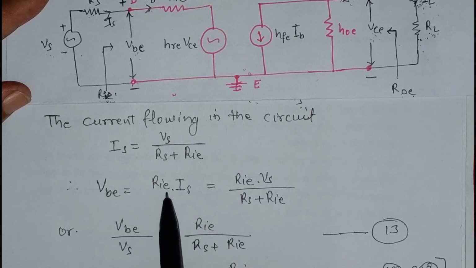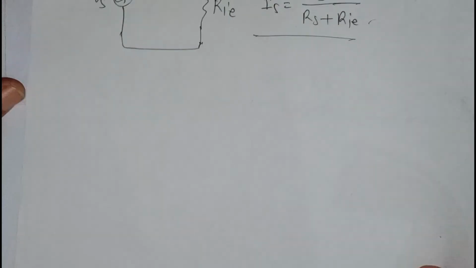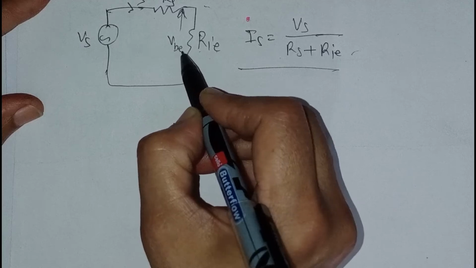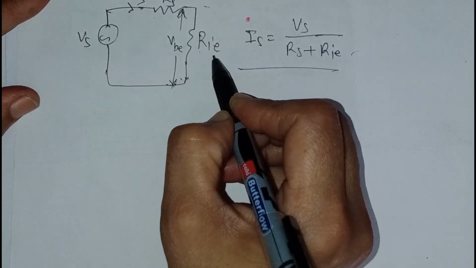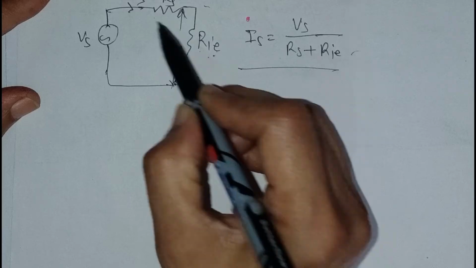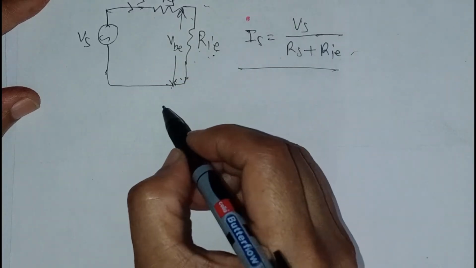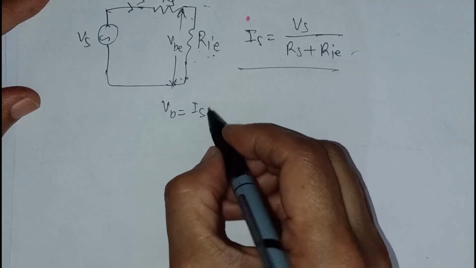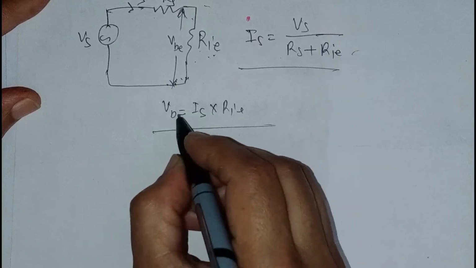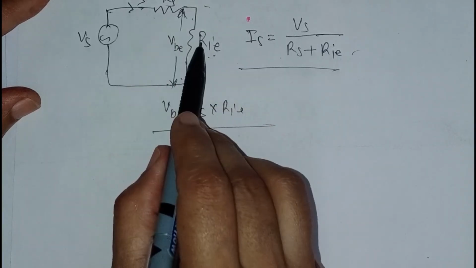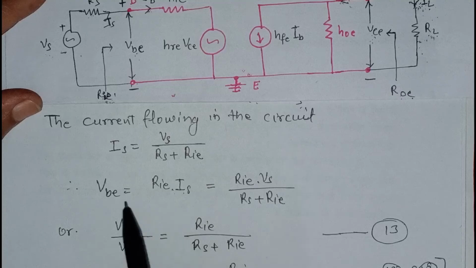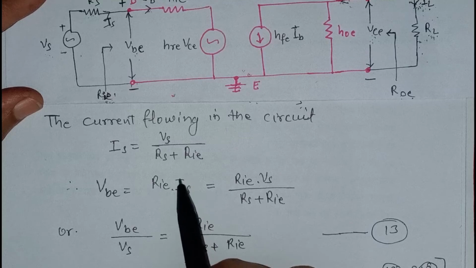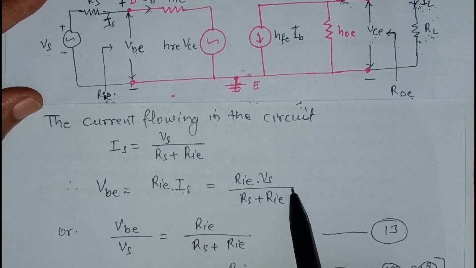And VB is equal to RIE into IS, because across this RIE there is the voltage VBE. The input voltage is across this RIE, and the current flowing in this RIE is equal to IS. So VBE equals IS into RIE. So VB is given by RIE into IS. We can put the value of IS here and we will get this equation.